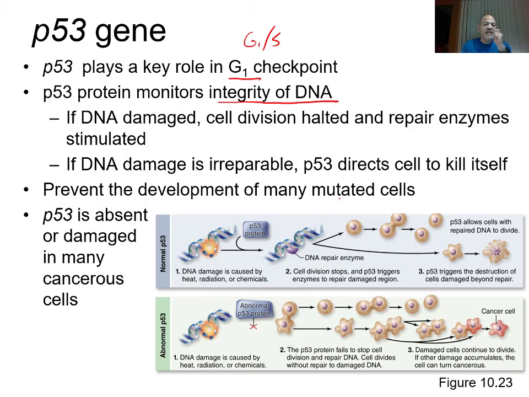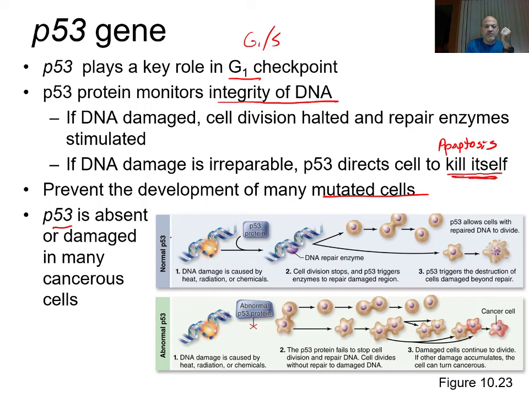And if the DNA can't be repaired, then the P53 is going to direct other proteins that cause the cell to basically implode on itself and kill itself. This process is called apoptosis, for programmed cell death. So the cell gets programmed to die, and that way the cell doesn't go and divide and make more bad copies that can ultimately result later on in cancer. So this prevents the multiplication of mutated cells. If this P53 is damaged, then you don't have that control.